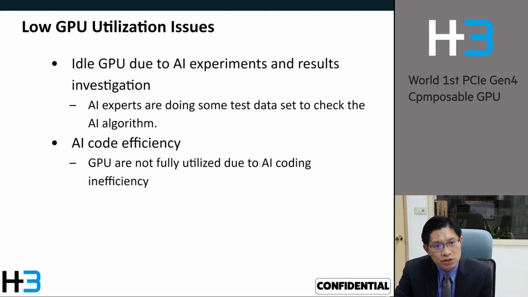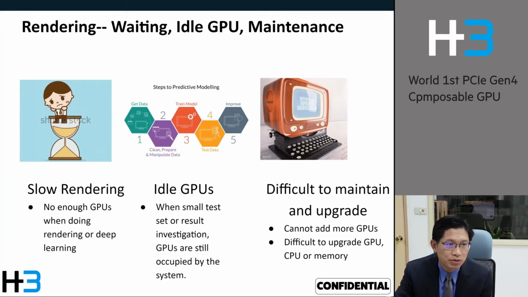Why is the utilization so low? The main reason is that GPUs are idle. AI experts take lots of time to do AI experiments and result investigations. At that time, the GPU is much underutilized. The other reason is the efficiency of AI code. It means that the AI code does not fully utilize the GPU. In rendering, it's the same situation. Users either wait for rendering or waste the GPU resources.